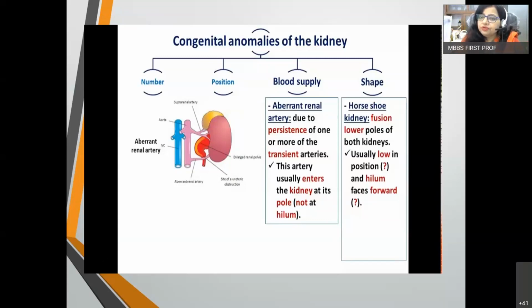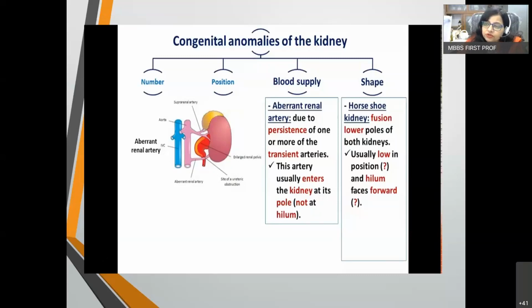Then there could be aberrant renal artery. Aberrant renal artery is, it usually enters the kidney at its pole. Normally, where does the artery enter the kidney? Through the hilum. So what will happen here? Aberrant means abnormal renal artery. It could enter either from the upper pole or from the lower pole.